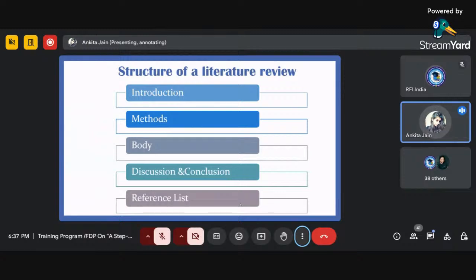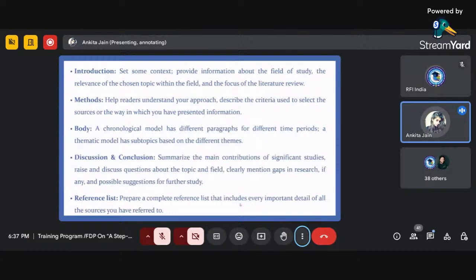So I'm not focusing on this right now. So this should be the structure of review of literature. This I have already told you in detail.